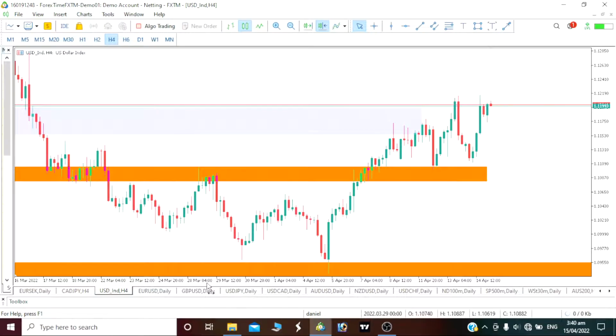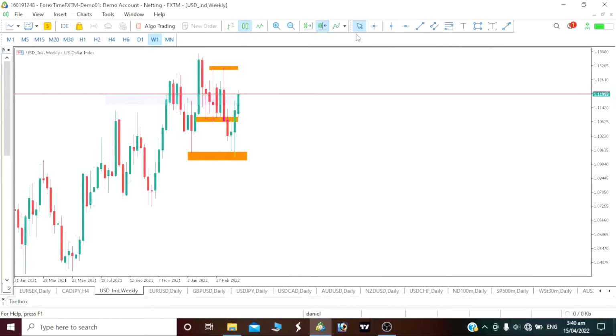So let's quickly do our analysis on our currency pairs for today, this Good Friday. Our first one we will be looking at is our US index. As you can see now, our US index has actually been bullish this week. This week we've had that bullish move on our dollar index, right?